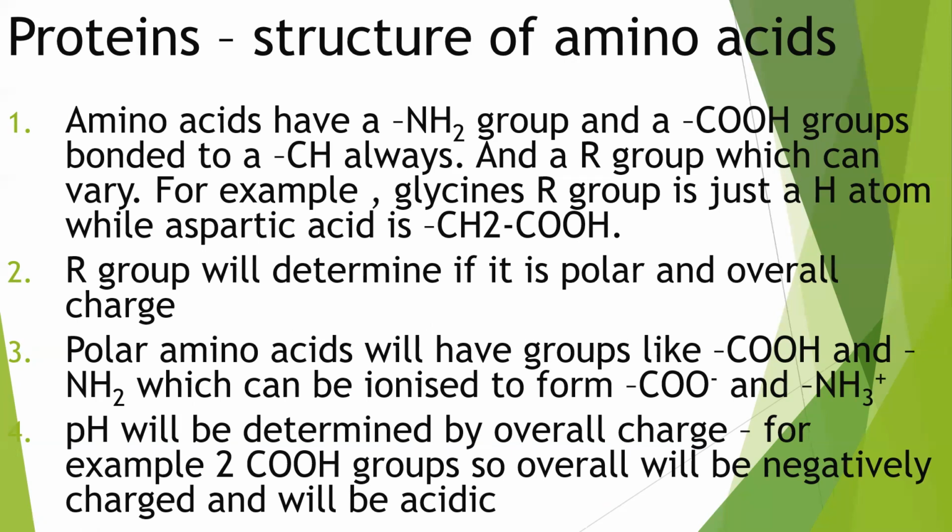Polar amino acids will have groups like COOH and NH2, so they can be ionized to form COO minus and NH3 plus. And pH is determined by the overall charge. For example, if it has two COOH groups, it'll be overall negatively charged and will be somewhat acidic.